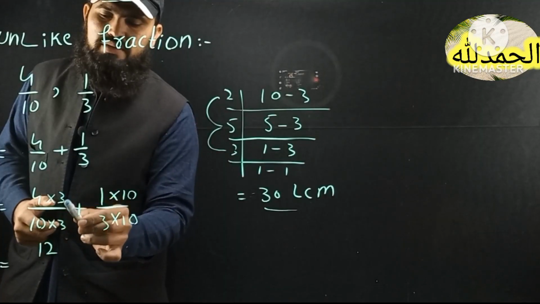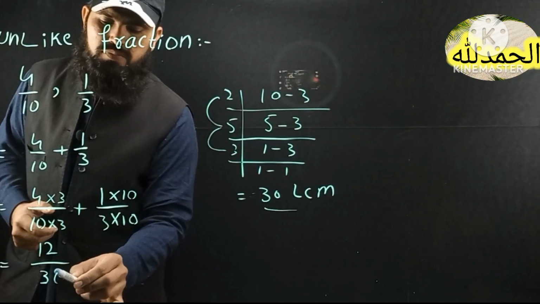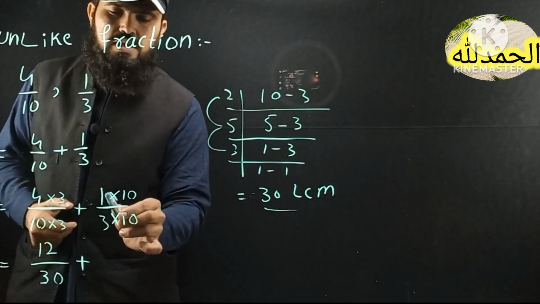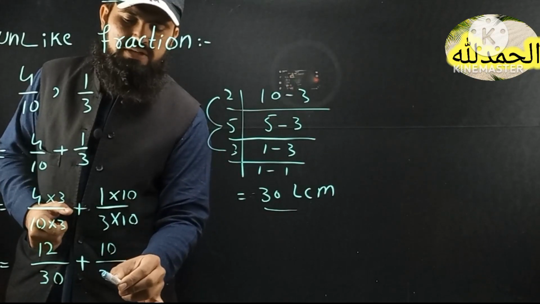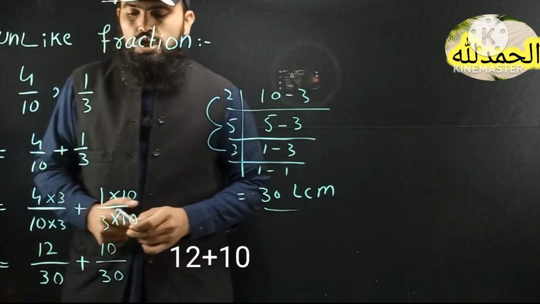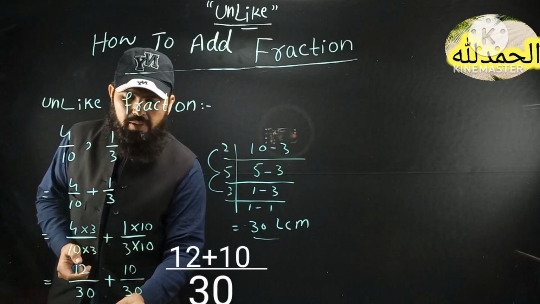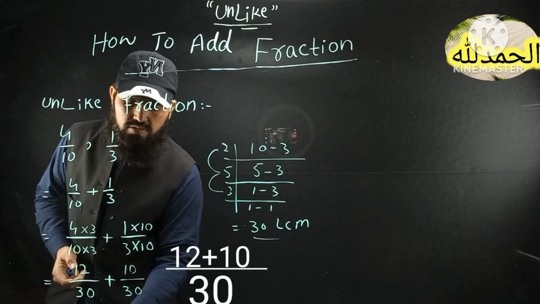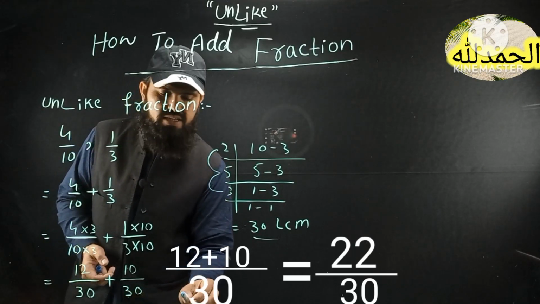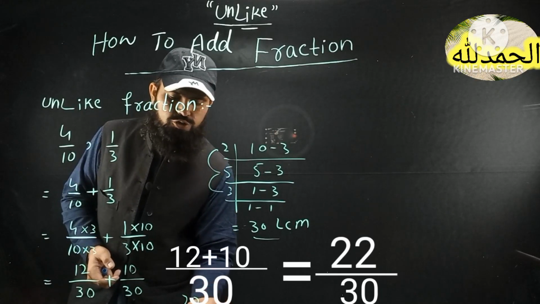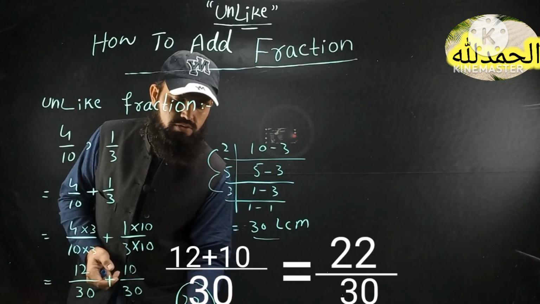4 multiplied by 3 is 12 and 10 multiplied by 3 is 30. Plus 1 multiplied by 10 is 10 and 3 multiplied by 10 is 30. So add the numerators with each other and write the LCM here, which is 30. So 12 plus 10 is 22. 22 over 30. The answer is 22 over 30.